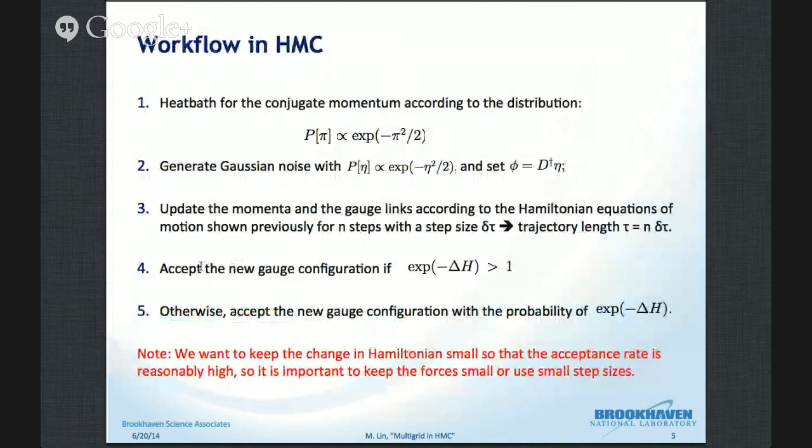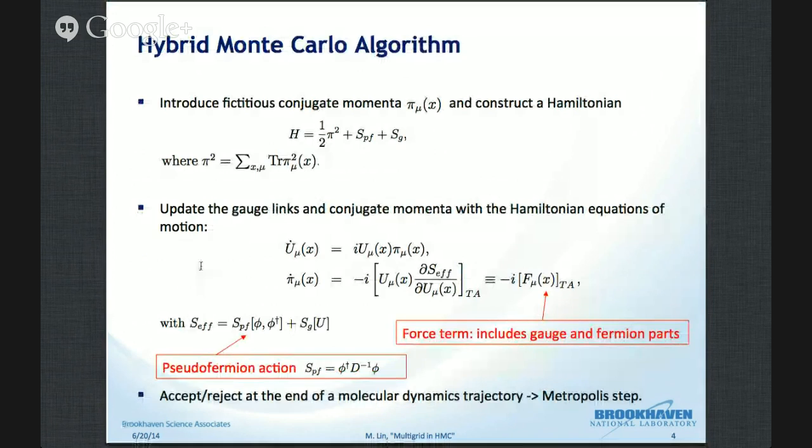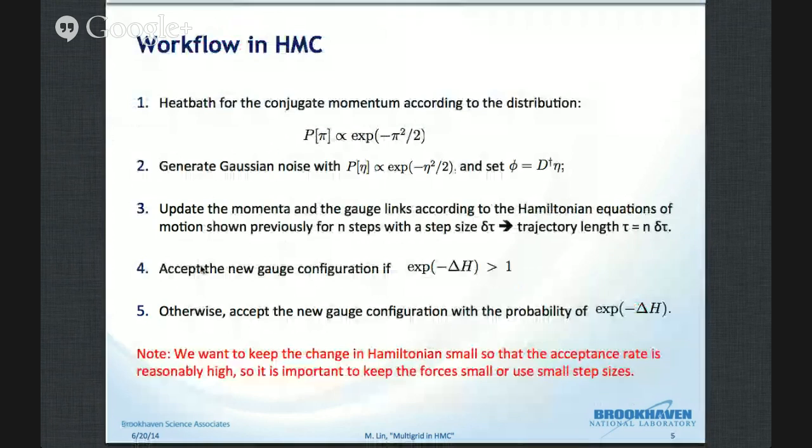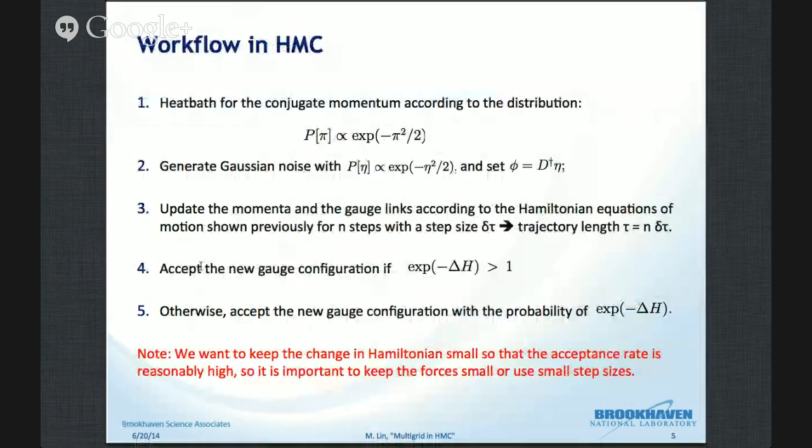So the workflow in HMC goes like this. First, we'll use a heat bath to choose the conjugate momenta according to this distribution. And then we need to generate some Gaussian noise. So you use heat bath again to generate this, and then set the pseudo-fermion field to be D dagger eta. So you'll get the pseudo-fermion action, as shown here. So this way, you actually get a two-flavor system. So you get phi, (D dagger D) inverse, phi star.